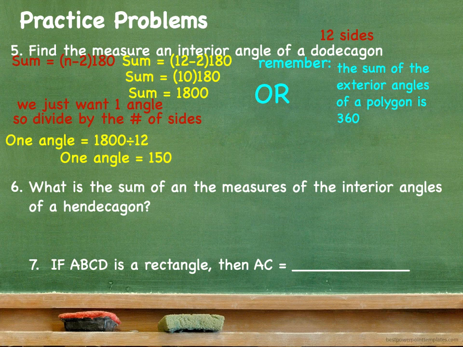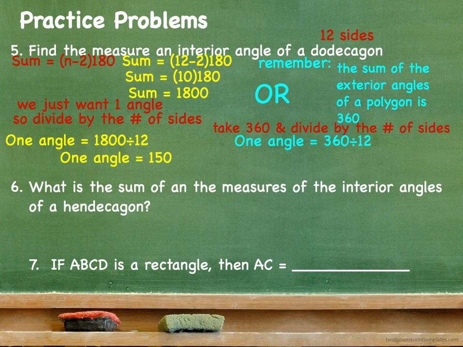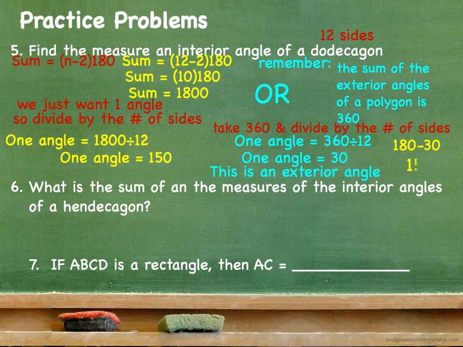In any polygon, the exterior angles equal 360. So I can take 360 divided by 12, which gives me one exterior angle: 30. But that's an exterior angle, which is supplementary to the interior angle. So I can take 180 minus 30, and I get 150. Either way you do it is acceptable, as long as I'm able to see your work. You have to show which way you did it.